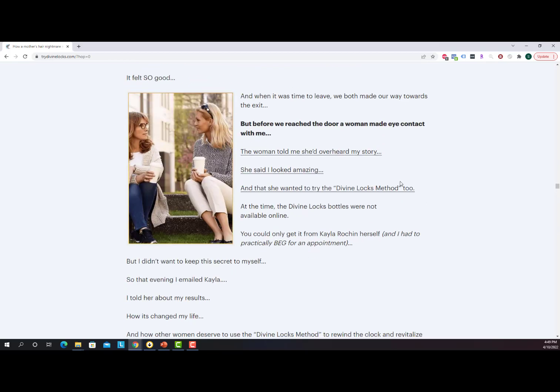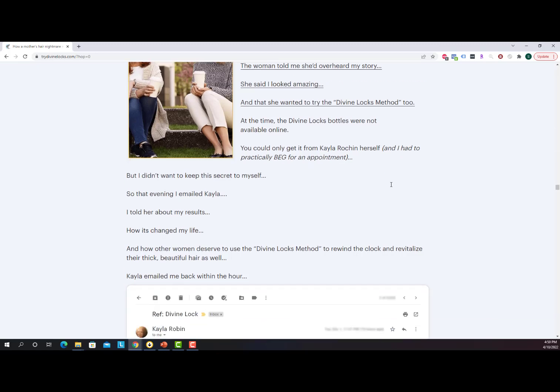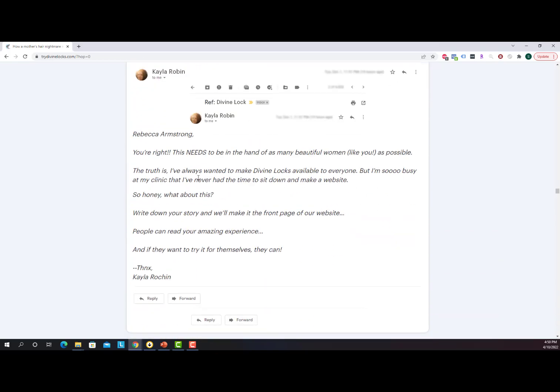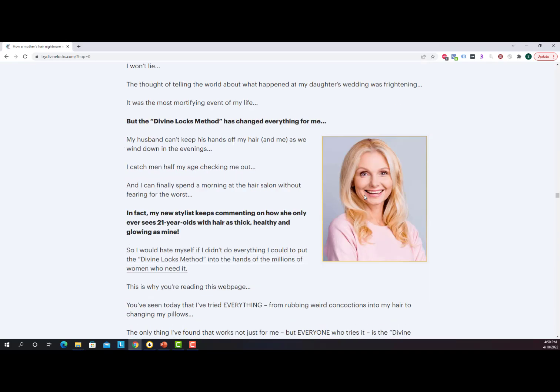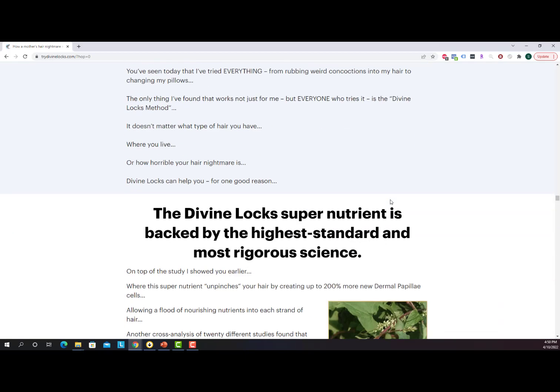So another friend of hers wanted to try the Divine Locks method. The Divine Locks bottles were not available online. Okay, we're creating that story behind the scarcity and urgency, how the product came to be. So Kayla and this main character decide to create the supplement. So she's going to do something to spread the good word and make sure that she's helping everyone.